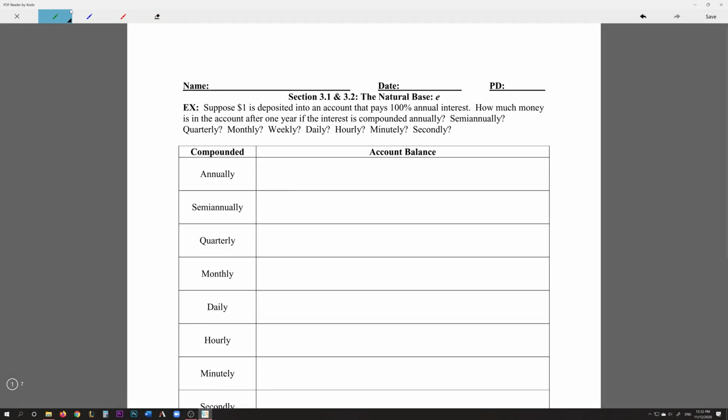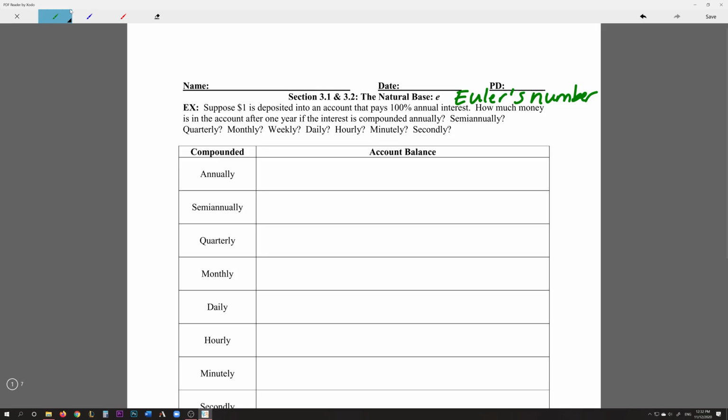Today we are going to be deriving the natural base E, which is commonly referred to as Euler's number. Euler's number is a constant. It's an irrational number, very similar to pi.